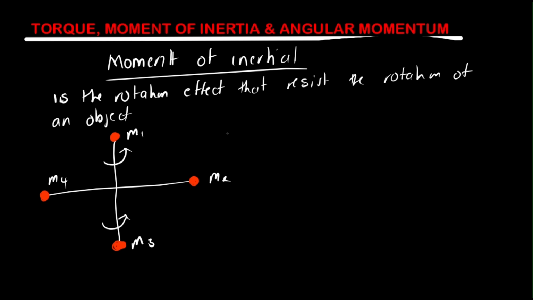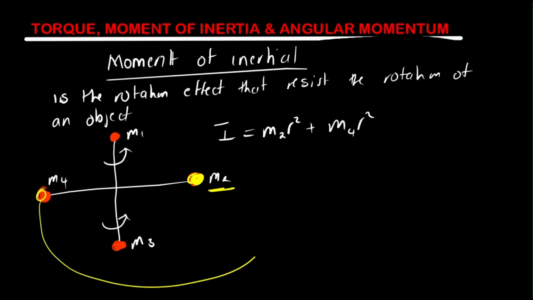So the moment of inertia in this situation changes. How does it change? The moment of inertia in this situation will be M2r squared plus M4r squared. Why? Because the only things that are rotating are this part and this part. M1 and M3 are just remaining at a fixed point. That's why here we use this particular type of formula.